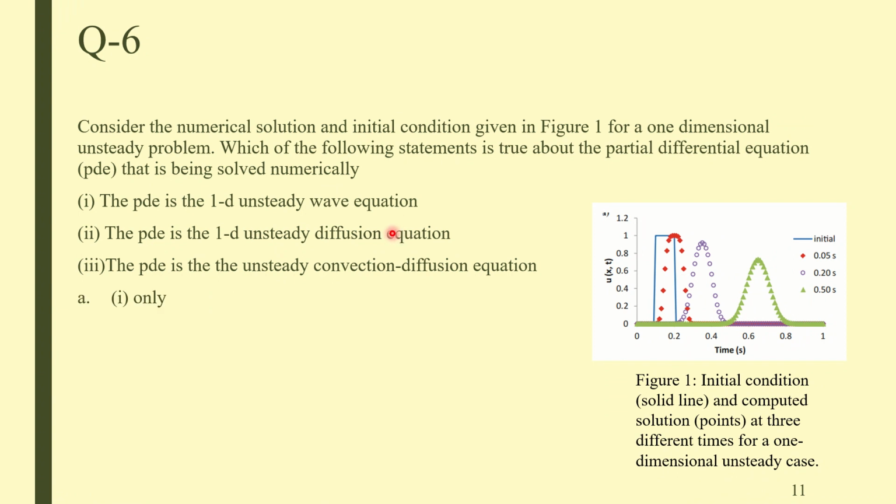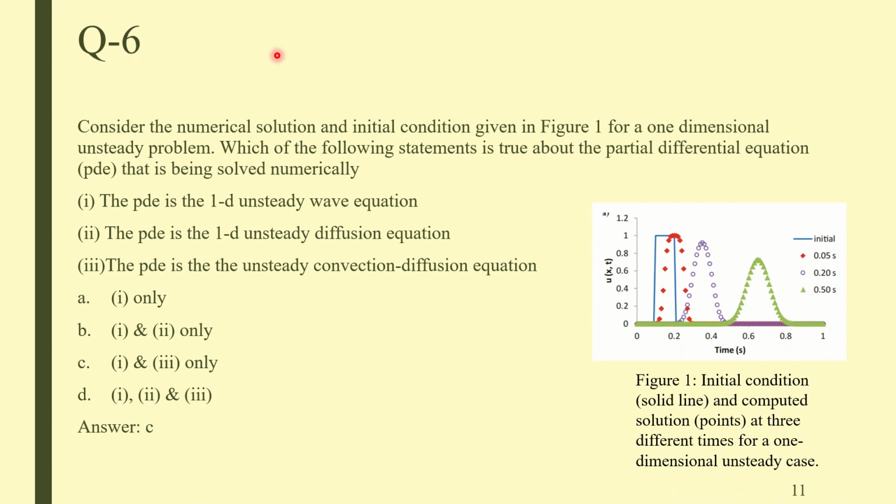We'll check out the answers. Option A is 1 only. Option B is 1 and 2. Option C is 1 and 3. Option D is 1, 2 and 3. As we have seen, the answer to this question 6 is that 1 and 3 are the right statements. So it is correctly given in option C, 1 and 3 only. So the answer to this problem is option C.